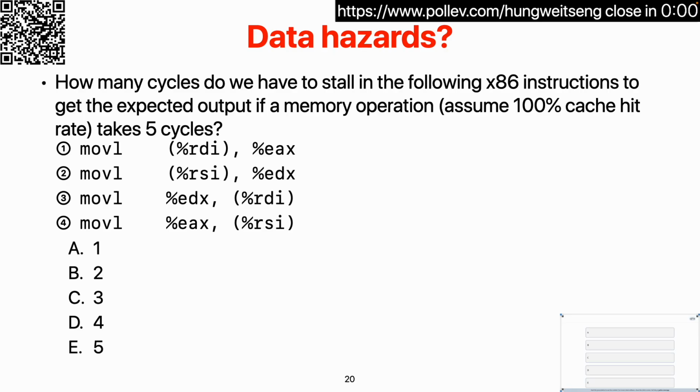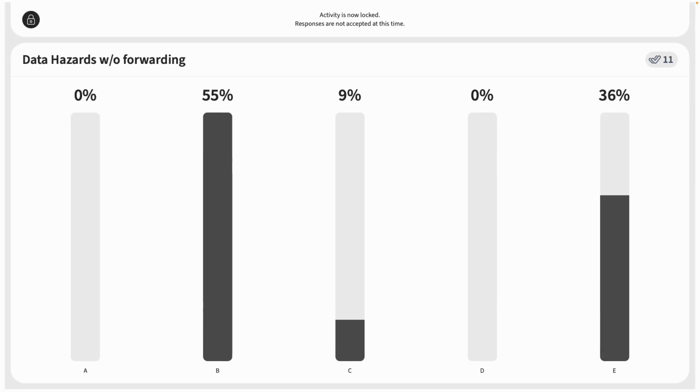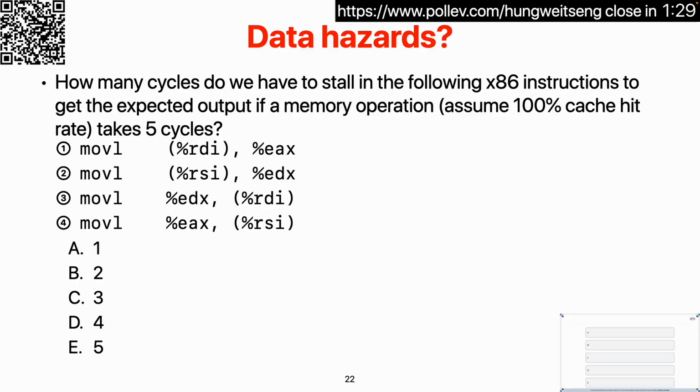All right, let's take a look at what you think. A lot of you think the answer is B, some of you think the answer is E. So why don't you talk to each other regarding how many cycles we have to wait?